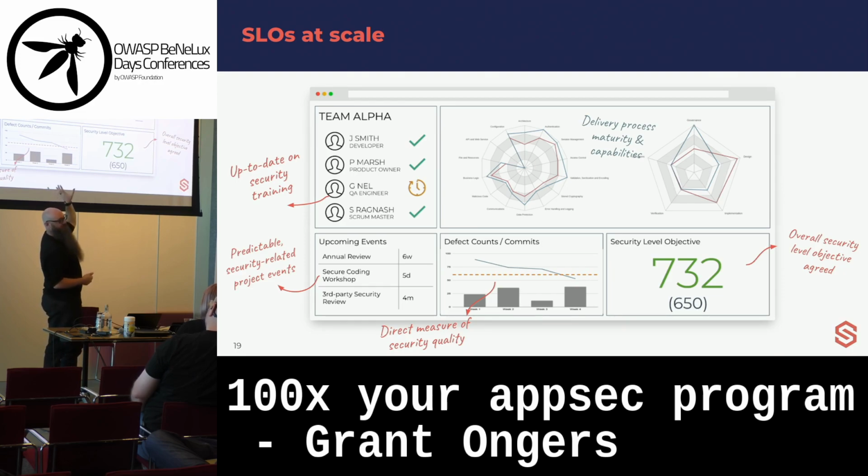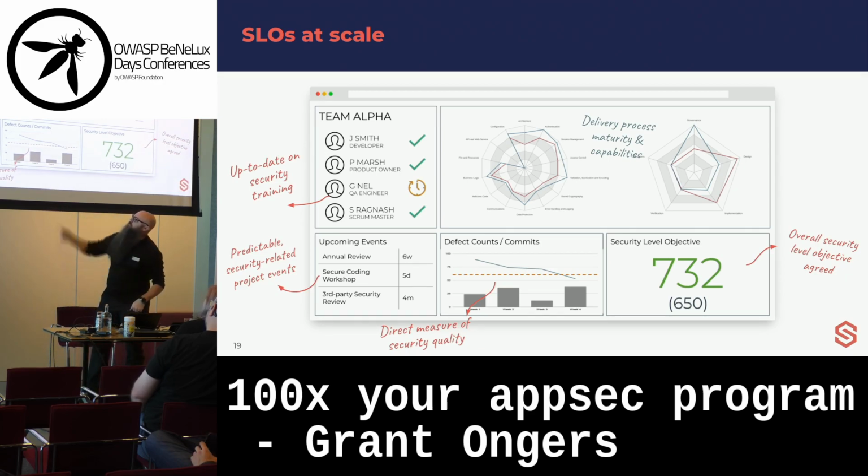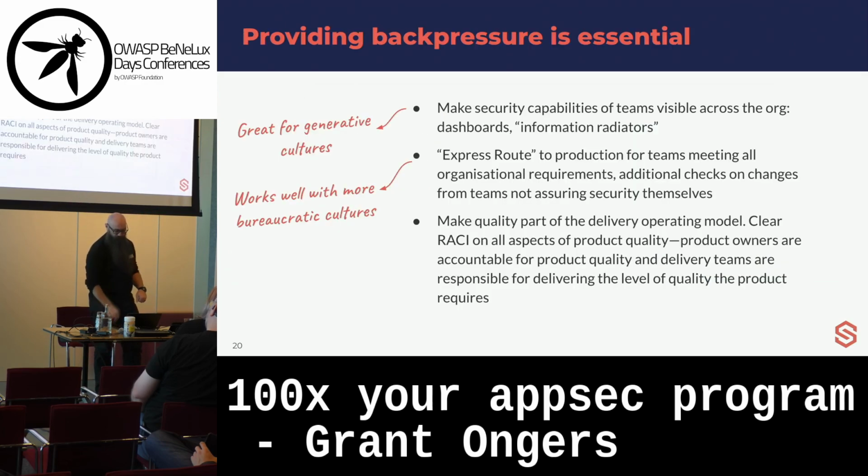So your DAST, SAST, IAST if you're using it, and SCA. These are those measurements that are appearing here. How well are we doing? How many issues do we see? High, medium, or low? And we talked about the up-to-date security training there as well.